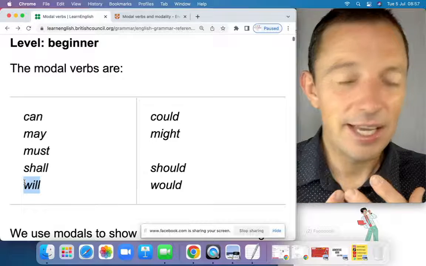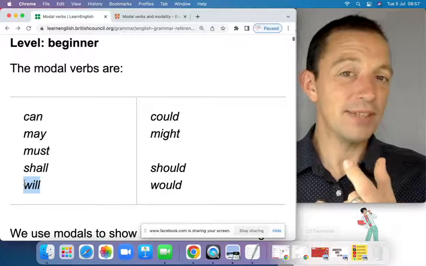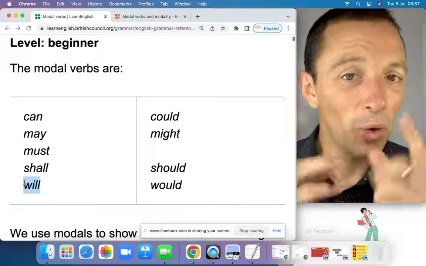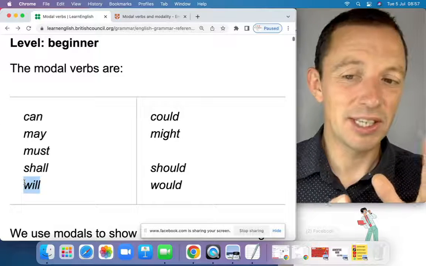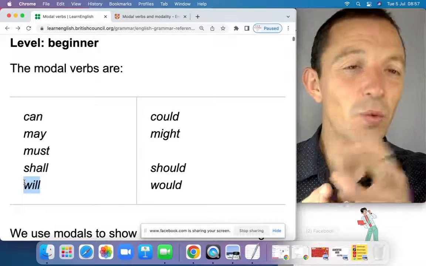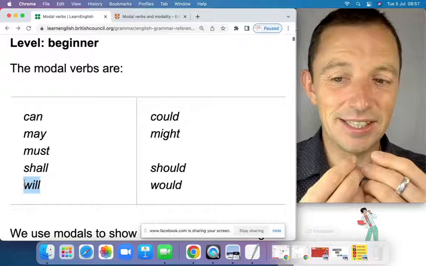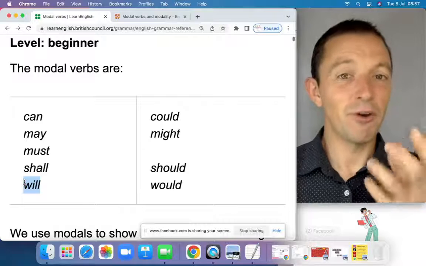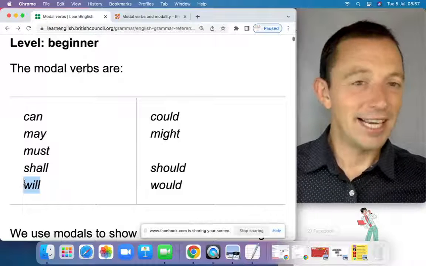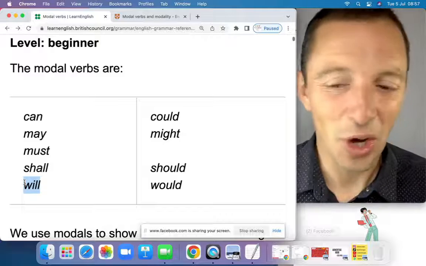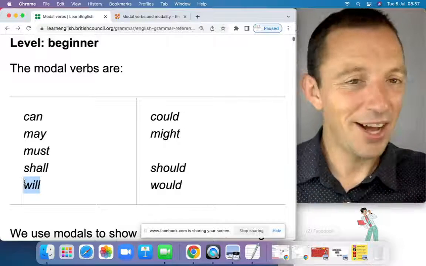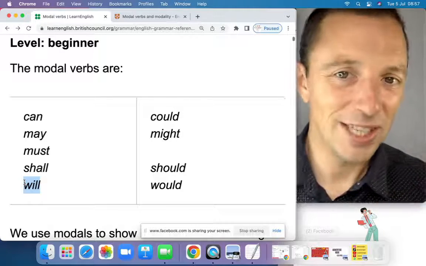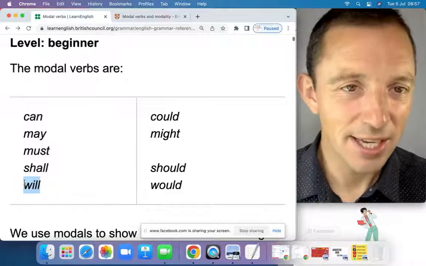And in fact, will represents the future. The general simple future, we use the modal verb will. I will go to the cinema. I will watch the television. I will contact my friend. It is considered a modal, but we frequently use it for the future, and that is very, very important. So will is so common in English. We use it all the time. I will contact my friend. I will travel to this town, etc.